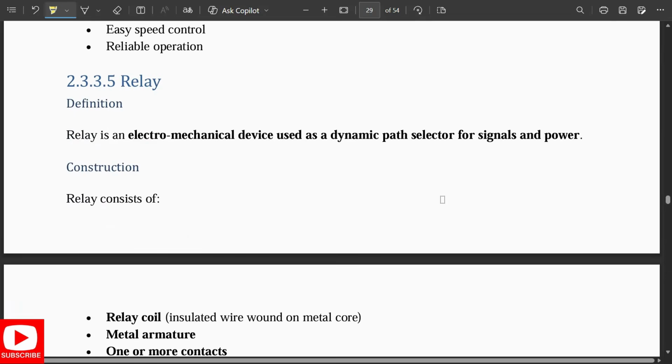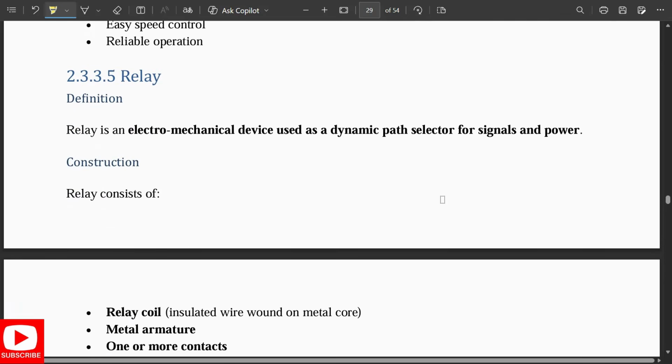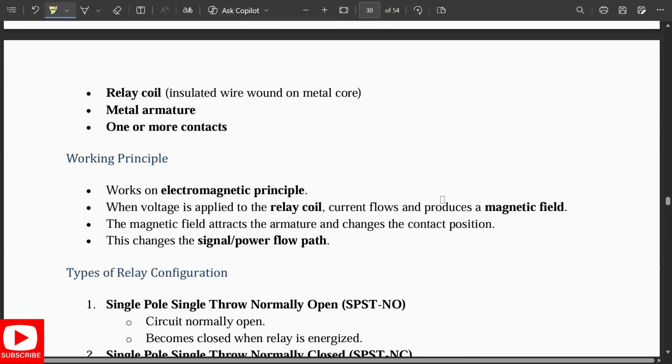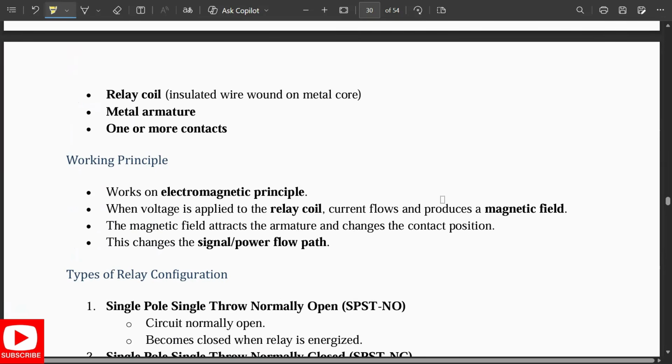So next is a relay. A relay is an electromechanical device that is used as a dynamic path selector for signals and power. How is it constructed? By using a relay coil, a metal armature and one or more contacts. So how does it work? It works on an electromagnetic principle. When the voltage is applied to the relay coil, the current will flow and it produces a magnetic field. That magnetic field attracts the armature and changes the contact position. So this changes the signal or power flow path.